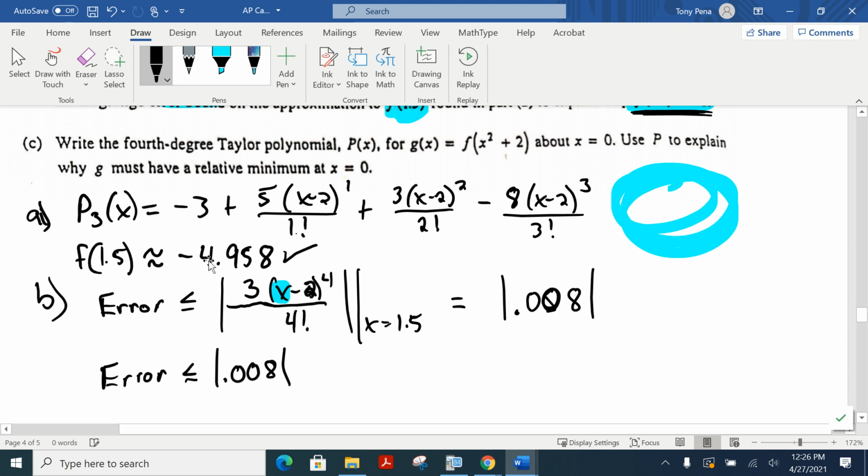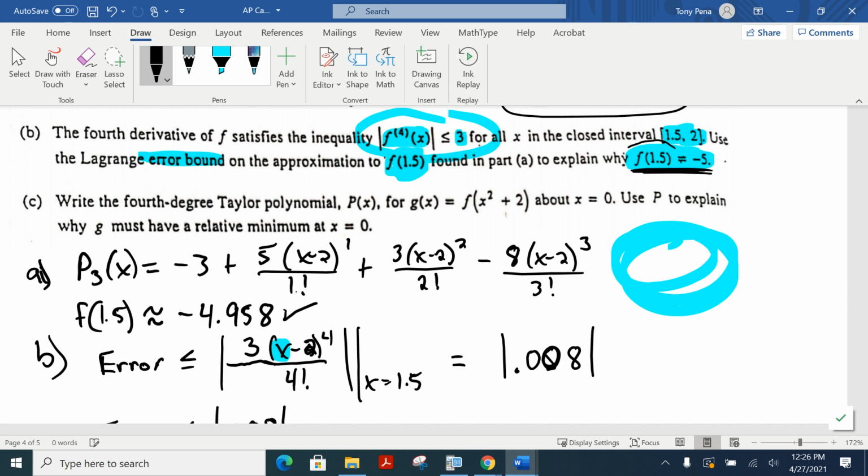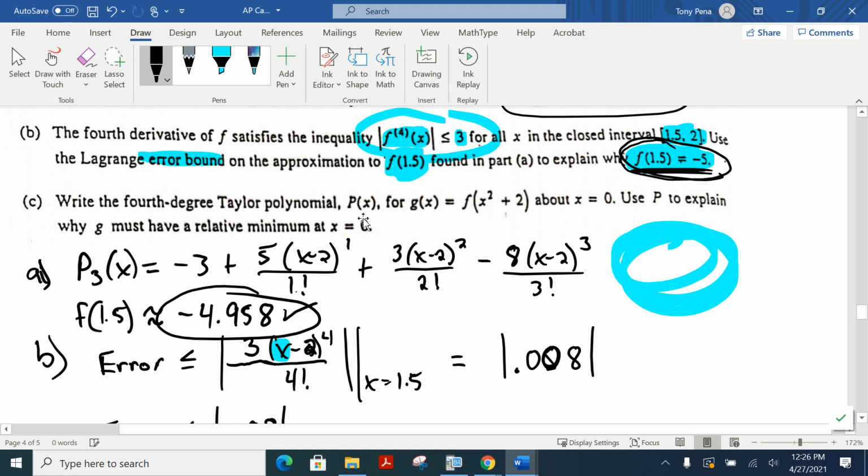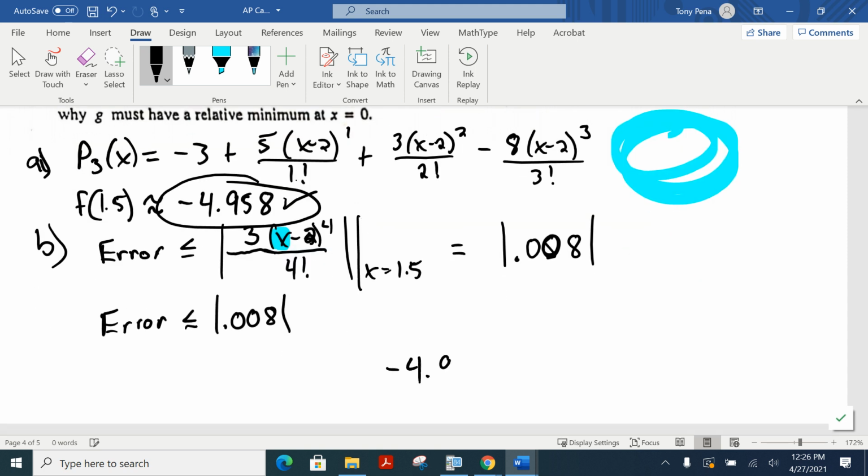That third and final point is where you have to really understand what this question is getting at. If we want to show that f of 1.5 could never equal negative 0.5, isn't this our approximation? So I'm going to take that value, the negative 4.958, and couldn't our error be 0.008? Notice how it's an absolute value. Couldn't it be 0.008 bigger or smaller than this value? That's the largest possible error that this could have been. So this value could have been increased by a possible error of 0.008. At the same time, it could have been decreased by a possible error of 0.008. It's got to fall within this little window.